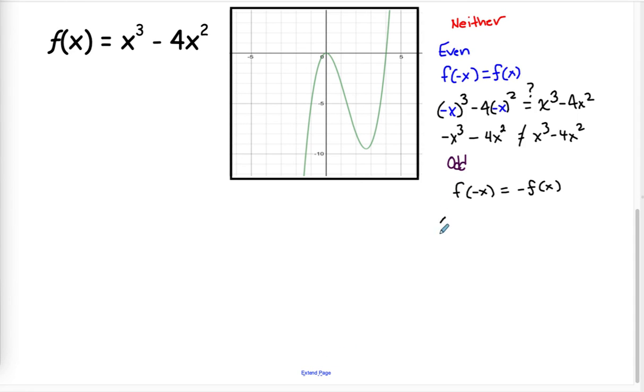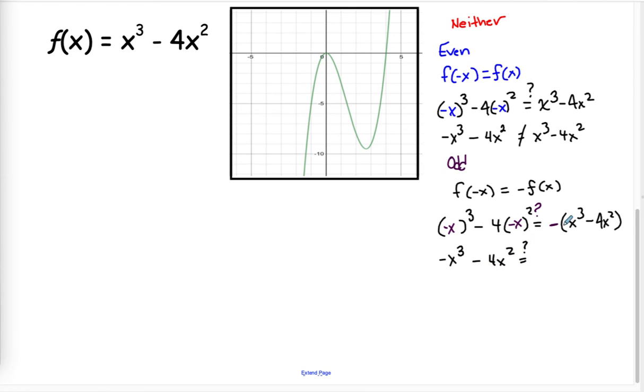Put my template up, x cubed minus 4x squared, and does that equal x cubed minus 4x squared? All right, let's throw in what we're looking for. We're going to put a negative x in here, and we're going to negate the entire thing, and see if that does indeed equal. Well, a negative raised to an odd power is negative. Once again, negative x squared is positive x squared. Positive times a negative is negative 4x squared.